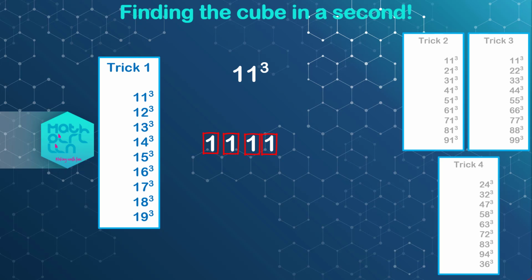Quick recap of what I did so far. Since we are trying to find out 11 cubed, first you write the 11 as is, then you square the unit digit and write the answer. 1 squared is 1. Finally, you cube the unit digit and write your answer, so 1 cubed is also 1. So, after the first part, you were left with 1, 1, 1, 1. Let's move to the next part.